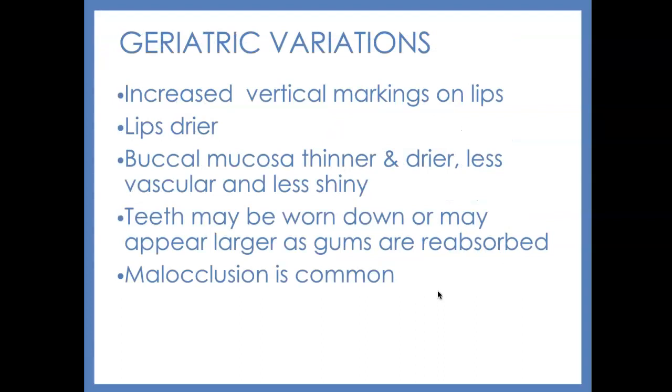Some geriatric variations include increased vertical markings on their lips. Again, lack of collagen, losing some of the fatty tissue in their face, kind of makes them a little bit more enhanced. The lips might be a little bit drier. The buccal mucosa is a little bit thinner and drier and less vascular, less shiny. Just over years of use, the teeth appear a little bit worn down, and the gums tend to recede a little bit more with our geriatric clients. Their teeth look a little bit longer. Malocclusion is common because they just continue to grow and overlap a little bit.